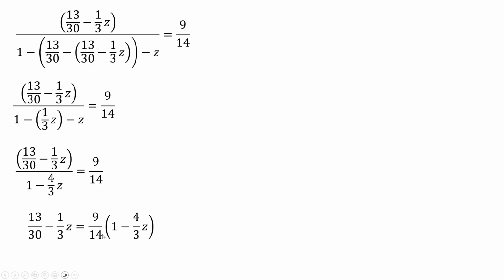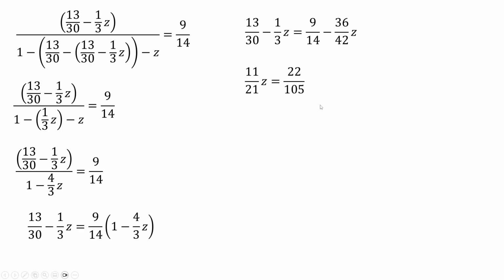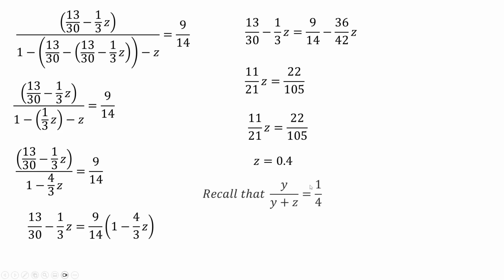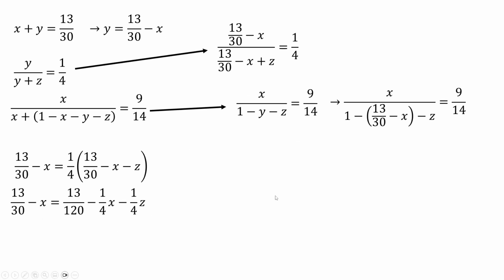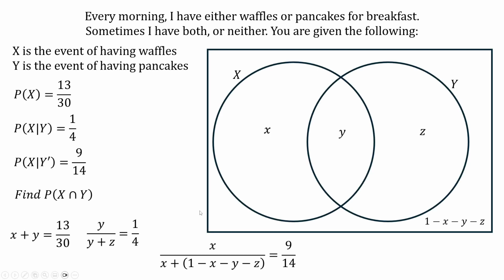We'll distribute the 9/14ths to get this. We'll bring this 36 over 42z, this minus, to this side, and we'll bring this to that side to get that. And then, it looks like I've copy and pasted the same thing twice, but we'll multiply by 21 on both sides and divide by 11 on both sides to get z equals 0.4. Okay, remember one of our equations back here was y over y plus z equals a quarter. Let me just go back to that. It showed up there, but here y over y plus z equals a quarter.